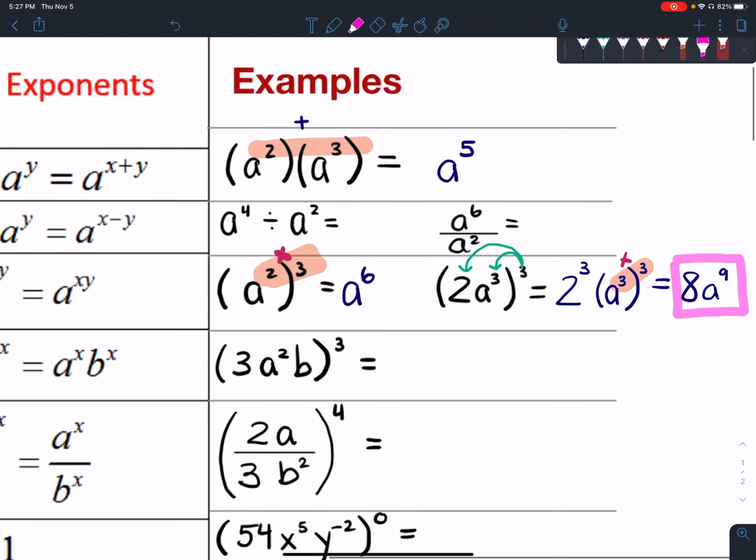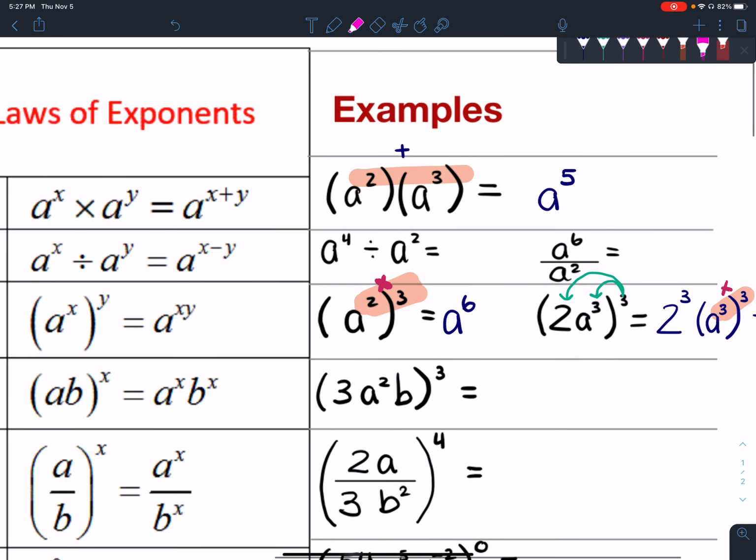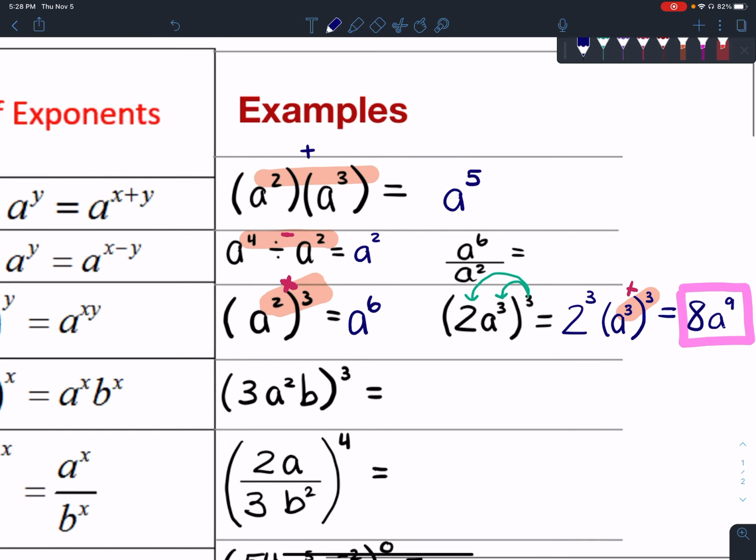So now we're going to backtrack and look at these divisions. When you have divisions, instead of adding your exponents, you would be subtracting your exponents. So here, 4 minus 2. So this would be a minus. You would be left with a to the power of 2.